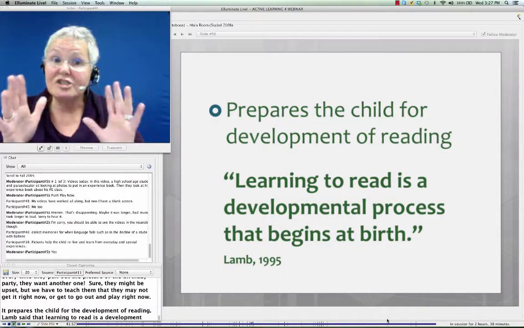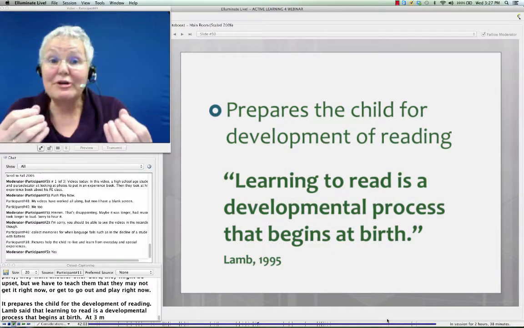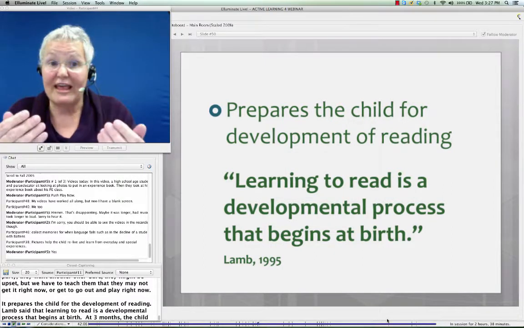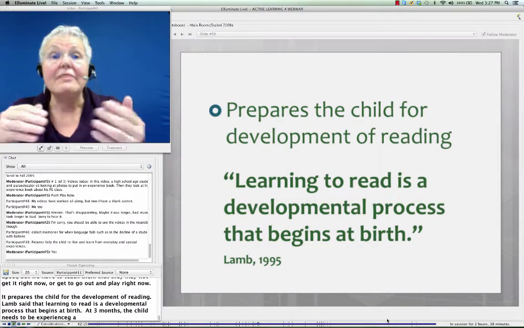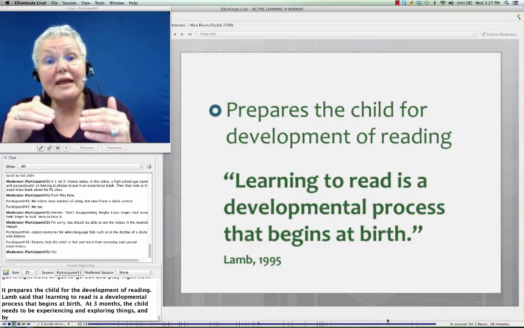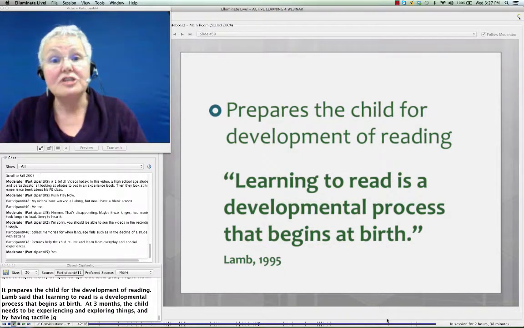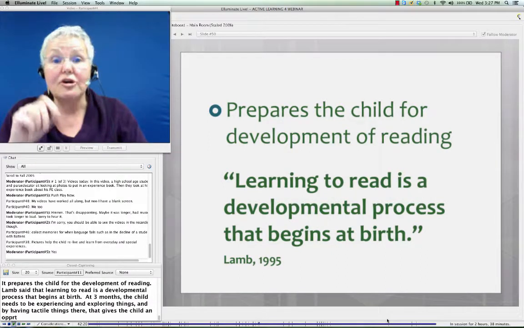this child has vision. At 3 months, I'm going to say to you, the child needs to be experiencing and exploring things. And by having the tactile stuff there, then that child has an opportunity to explore it at whatever level he or she can. Don't assume that tactile objects are just for kids who have vision problems.